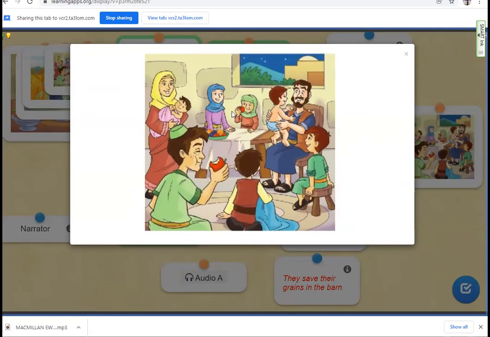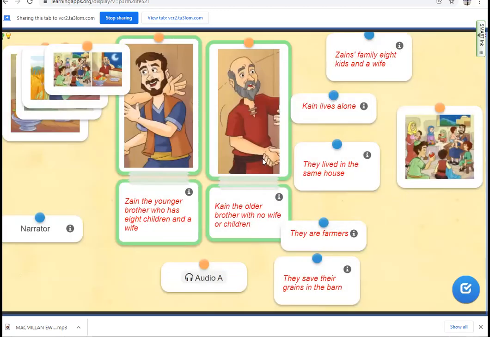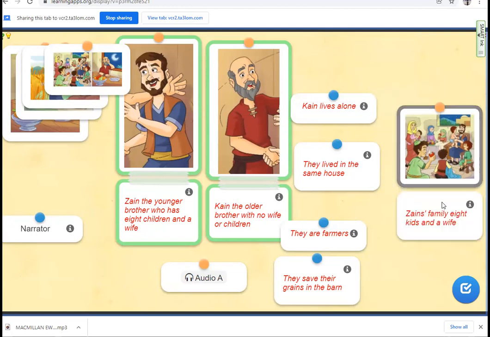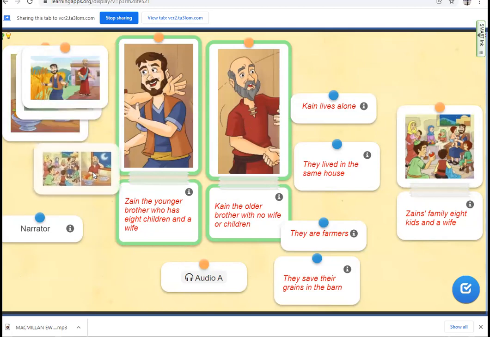In the book, it's written 8 children, but when I count them, I cannot see except 7, I think. Maybe I'm right, maybe I'm wrong, I don't know. But anyhow, the family consists of 8 members. So this is Zayn's family, 8 kids and a wife. Good boys.